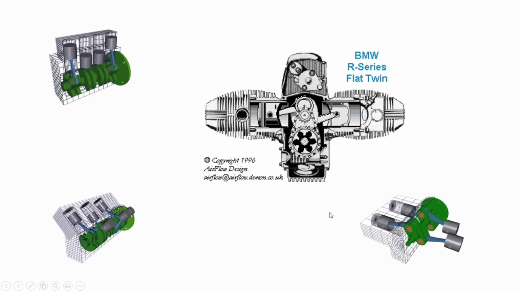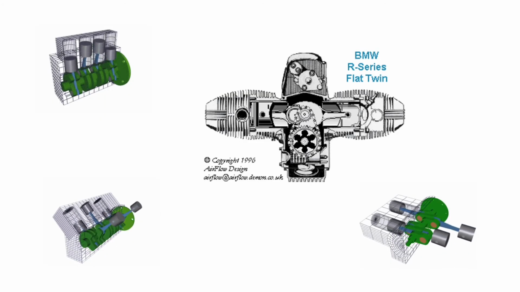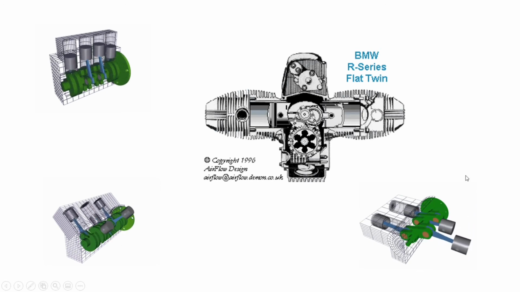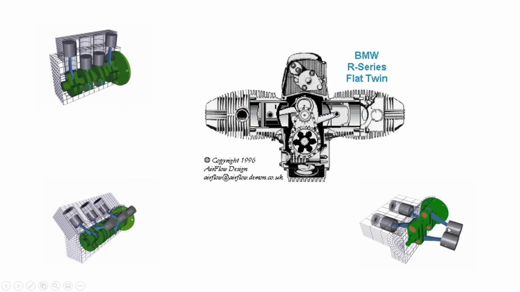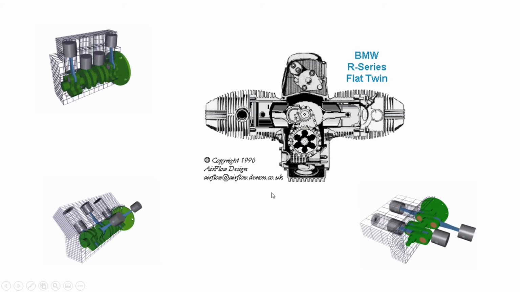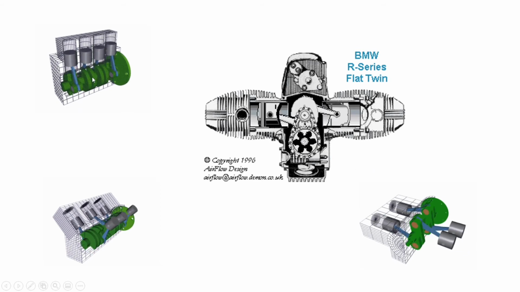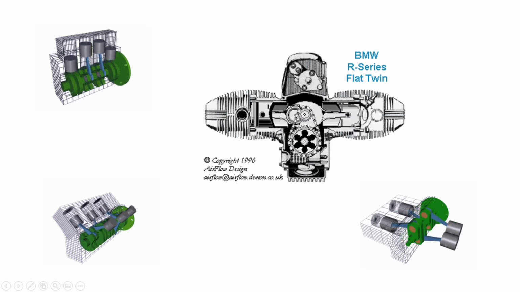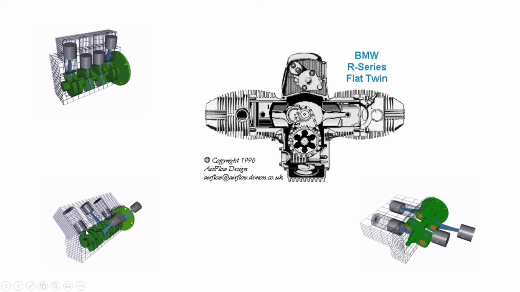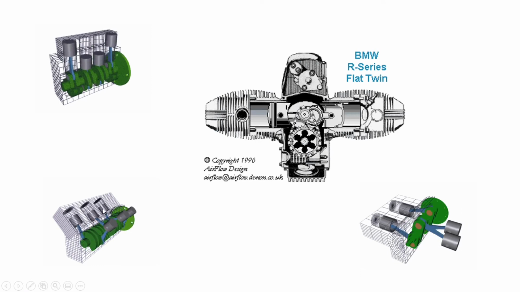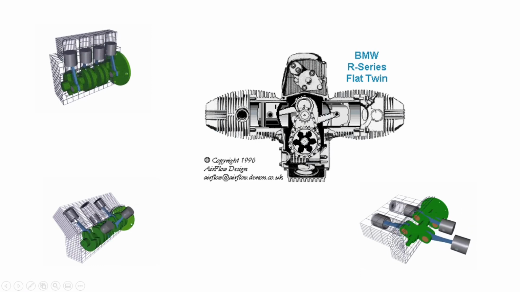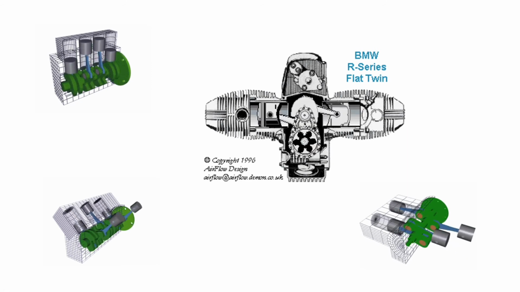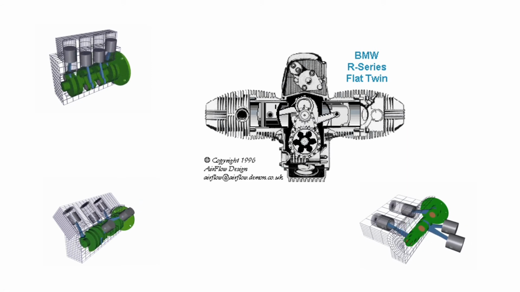So this next slide has some images of the 3 types. An inline, a V, and over here, both of these actually are horizontally opposed engines. So we're aware of the advantages and disadvantages of an inline. With a V engine, the advantage is that we can get a lot more pistons, so therefore a larger engine capacity on a relatively short crankshaft.